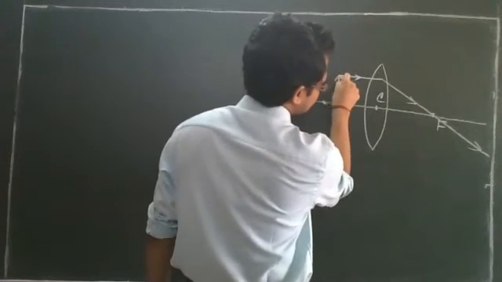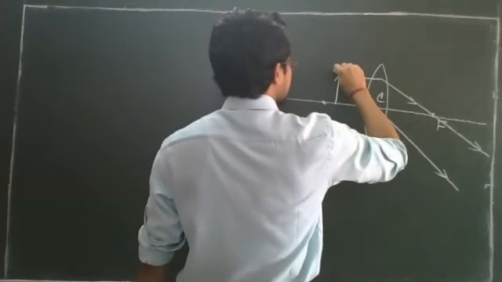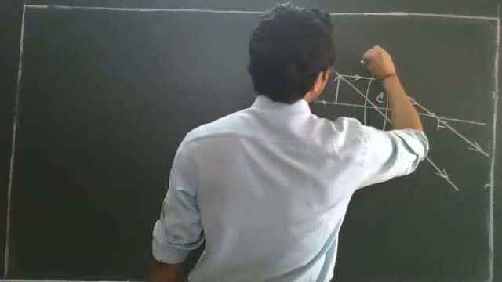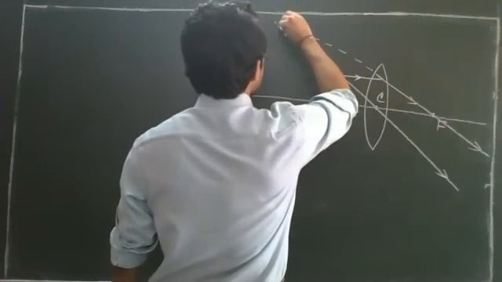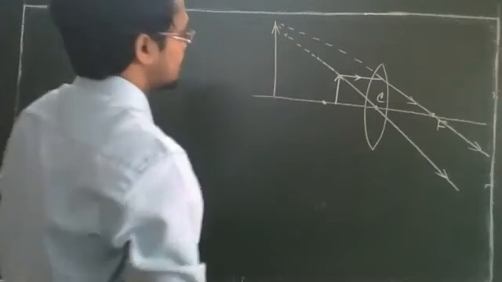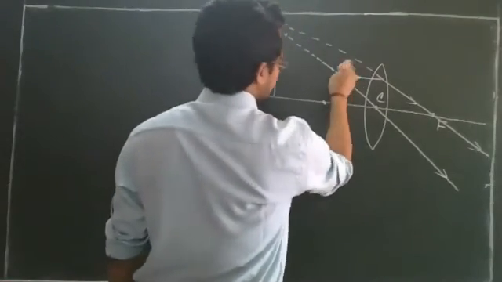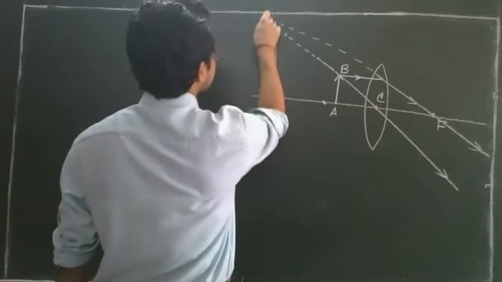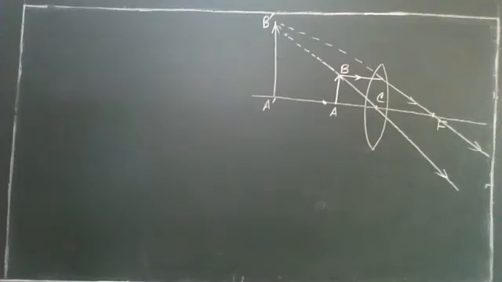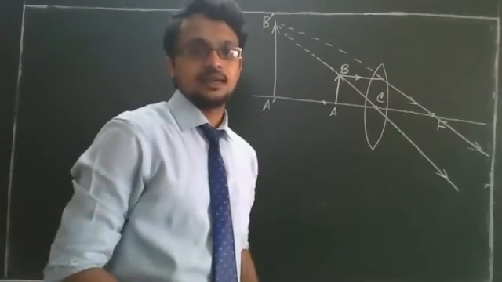Take another ray which is passing through the center of curvature. They will never meet on the right side of the lens. So produce them in the backward direction. So you will get the image in the backward direction, and here the image will be virtual, magnified.